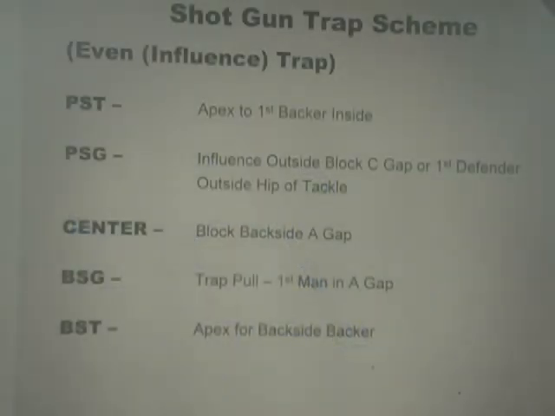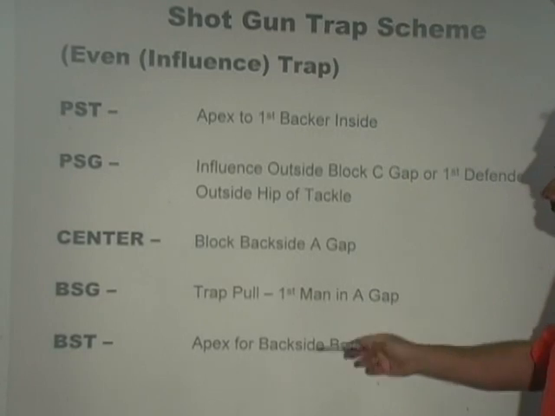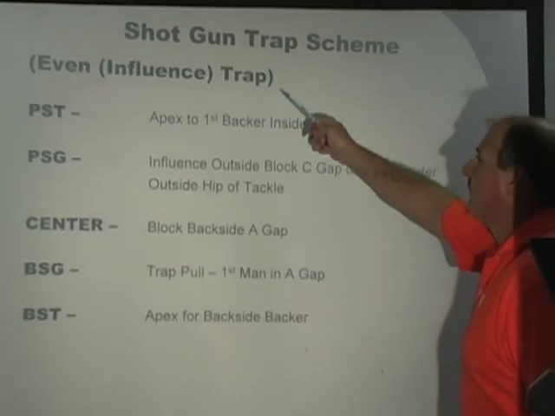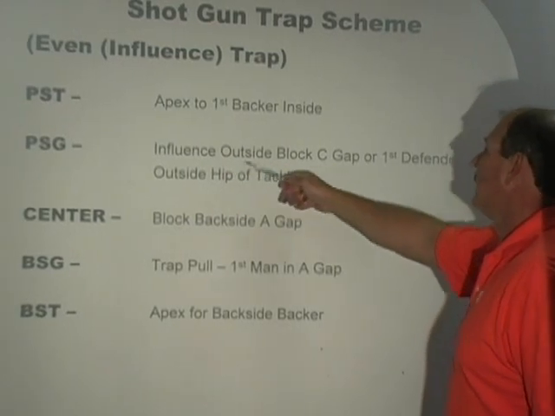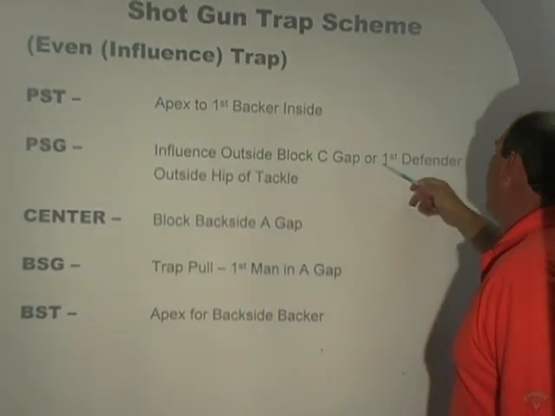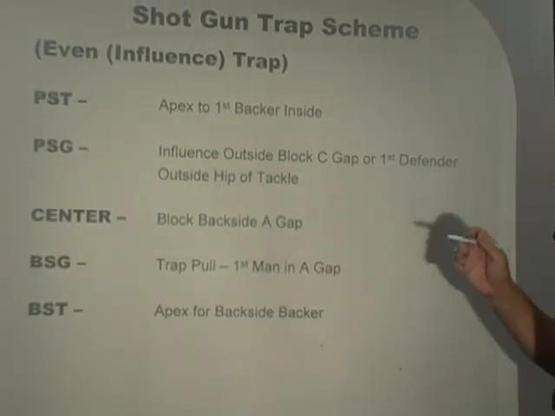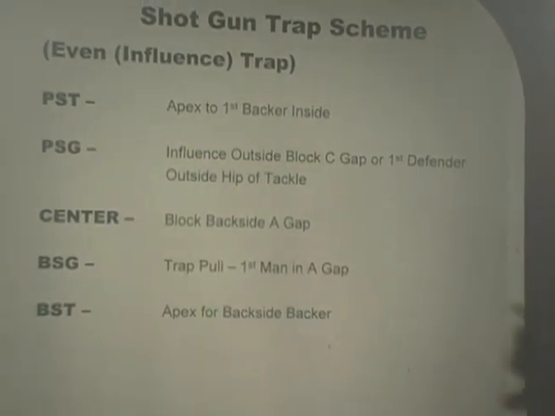Again, if we're going to run the influence trap, so play side tackle, apex, first backer, backside tackle, apex, backside backer. All right, we're doing it with 6 in a box. Play side guard, influence outside, block C-gap, first thing off the defender of the outside hip of the tackle. So he's going to use an influence technique. We have done both. We've done a pass influence and we've done a pull influence.